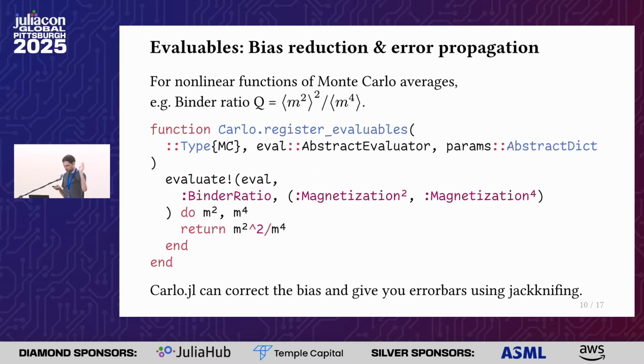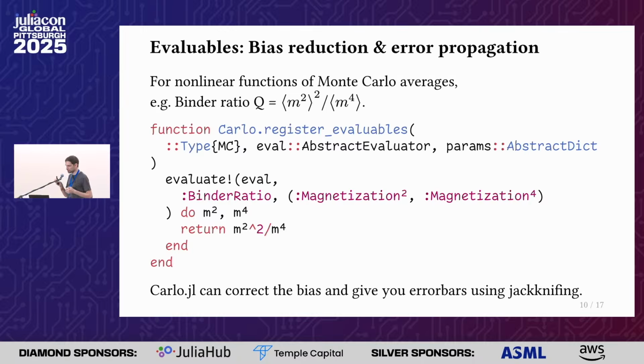So this is the main thing, and now there are some features that may not be so obvious. If we have these averages, sometimes we're interested in nonlinear combinations of them. Take, for example, this Binder ratio here, which is defined as a ratio of moments of the magnetization, so m squared divided by m to the fourth. And our basic statistics tells us that if we just plug the averages into this nonlinear function, and there are some error bars, we get a bias, right?